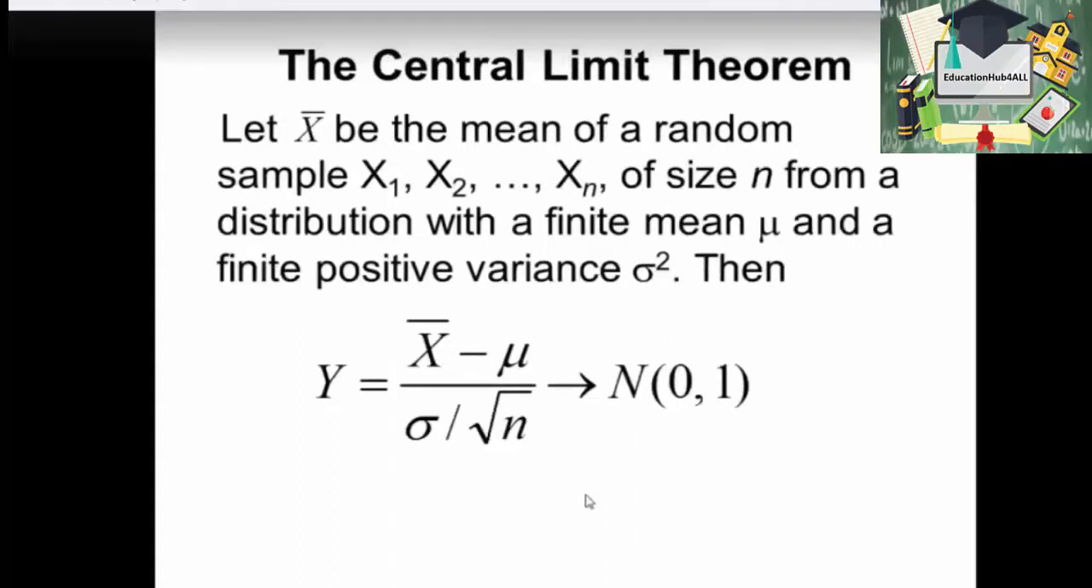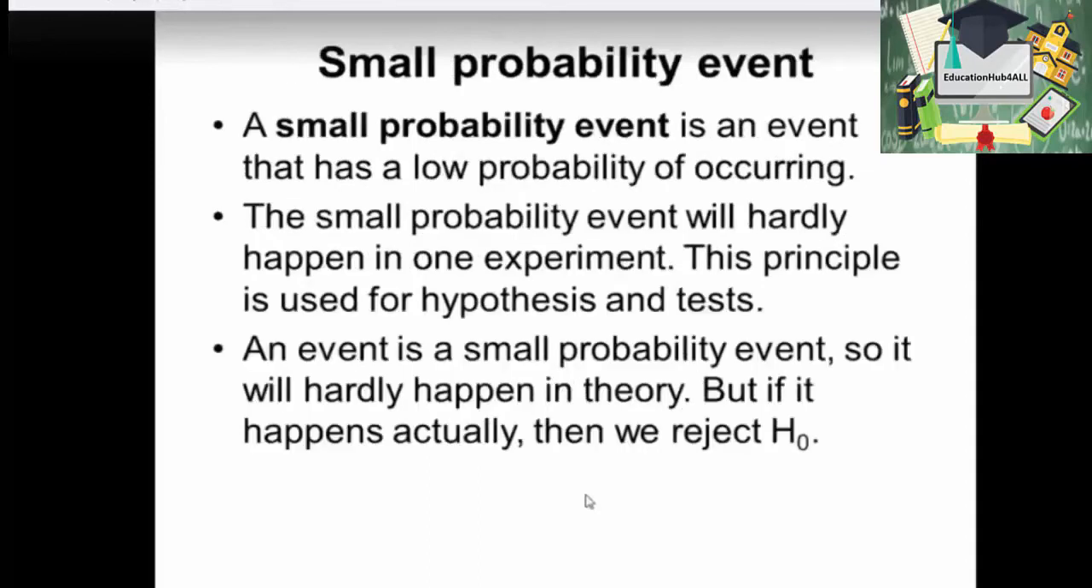The central limit theorem tells us that if we standardize the sample mean, taking the difference from the population mean and dividing by the standard error, we get a standard normal distribution. Again, it doesn't matter what the true population is. The sample mean after standardization will become a standard normal distribution.